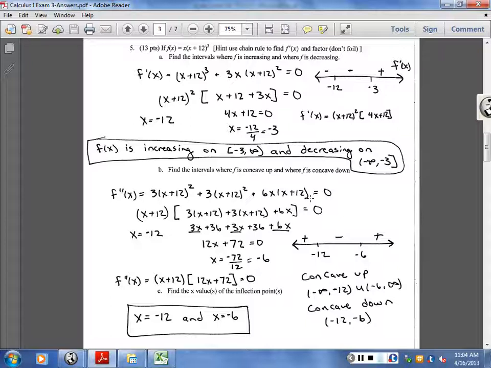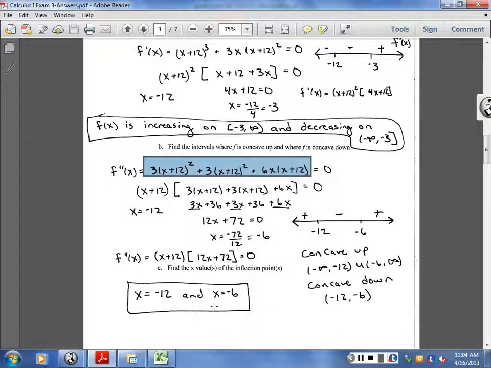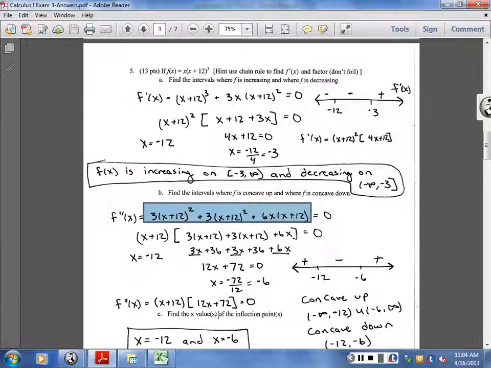So from here, I have an x plus 12 in common. So then I'm left with a 3x plus 12 plus 3x plus 12 plus 6x. If I simplify that, add common terms, I get minus 12 and minus 6. Test those points, and I find that these are inflection points. So I agree that the algebra here is higher level than factoring a quadratic, but I definitely think it is something that is doable, and now that you've seen an example like this, it could be beneficial in the final exam if it pops up.